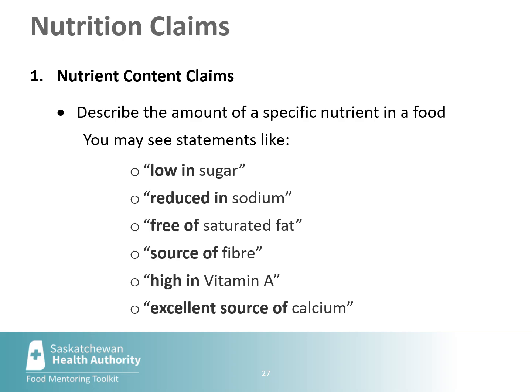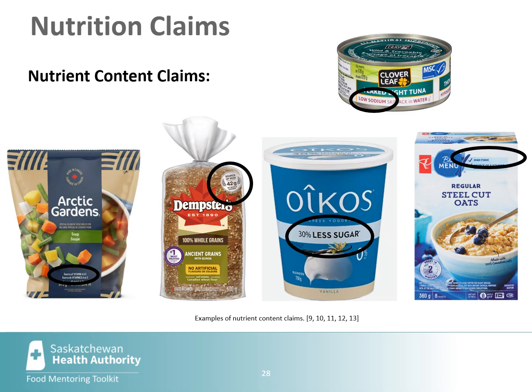Nutrient content claims describe the amount of a specific nutrient in a food. These claims can help identify foods that contain more or less of certain nutrients. You may see statements like low in sugar, reduced in sodium, free of saturated fat, source of fiber, high in vitamin A, an excellent source of calcium. Here are a few examples of nutrient content claims.